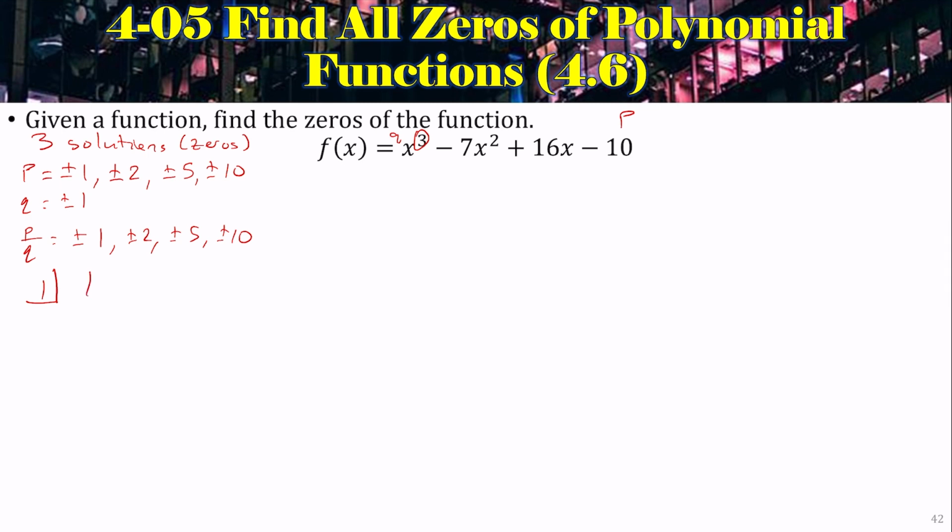Coefficients from our function: 1, negative 7, 16, negative 10. Bring down, multiply, add, multiply, add, multiply, add. Oh, look at that, we got a 0. It was x cubed, so now we are at x squared. That is quadratic.